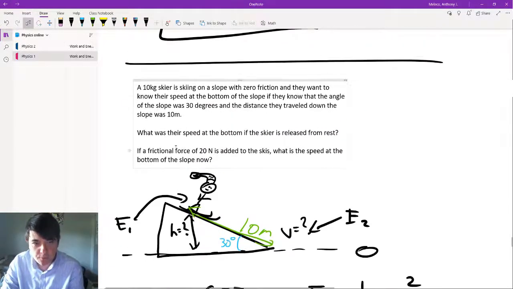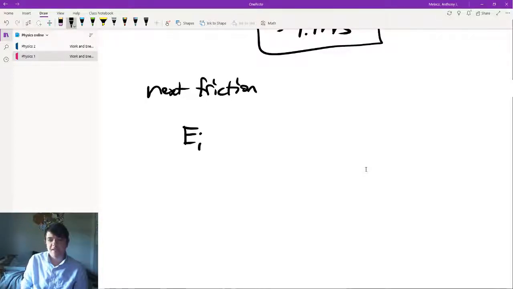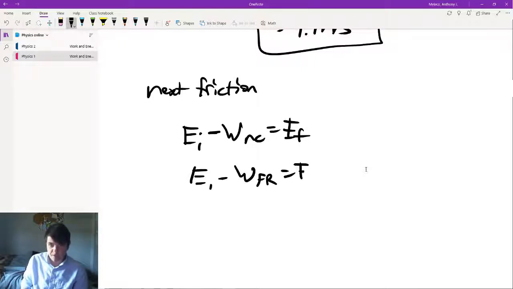Now we need to do the second part. If a frictional force of 20 newtons is added to the skis, what is the speed now? Okay, so with friction, how you do it is your equation is EI minus non-conservative work equals E final. So EI minus the work of friction equals EF. That's E1, E2, minus force of friction times distance times cosine of the angle. You don't have to actually worry about that because that's built into this negative sign here. That's where the negative sign comes from.